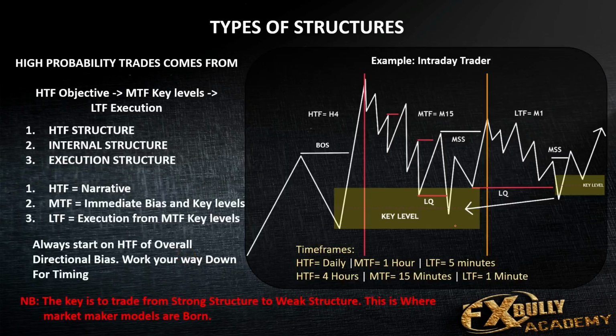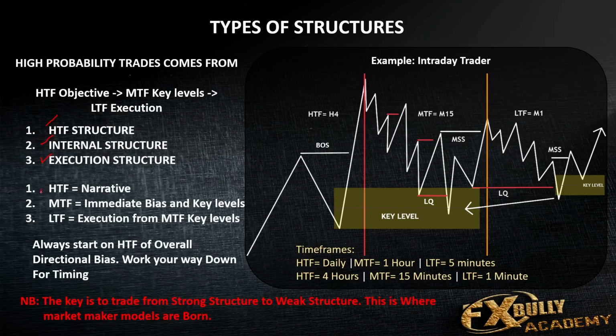So today we are looking into the types of structures that we need to work within and how they would help us for high probability trades, right? So for high probability trades, they need to come from a specific area, which is a key level. So what we need to look at are higher time frame objectives, then lower time frame key levels, and then lower time frame executions, right? Therefore, in terms of structure, you have a higher time frame structure, you have an internal structure, and you then have an execution structure where you execute your trades, right?